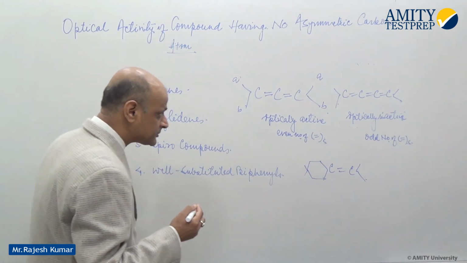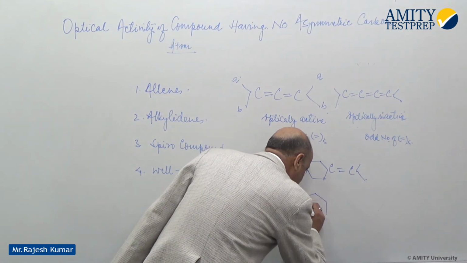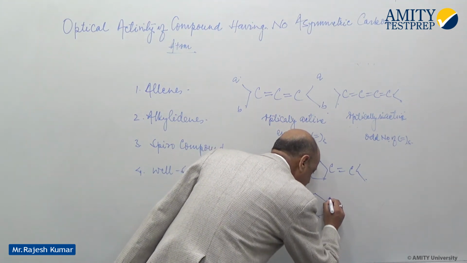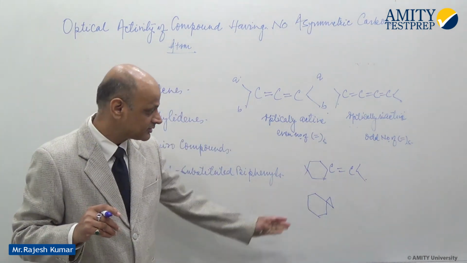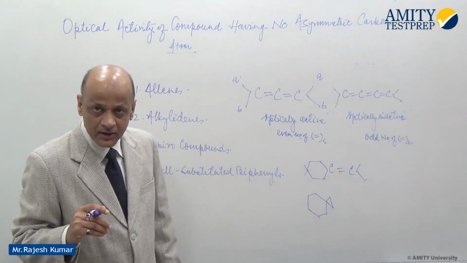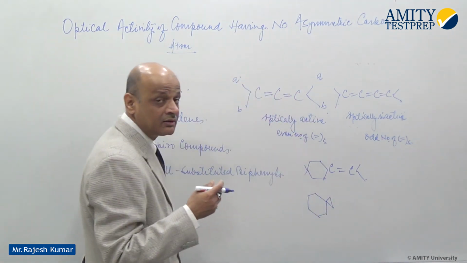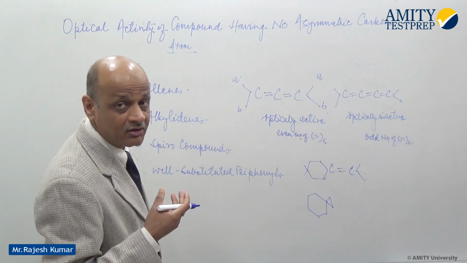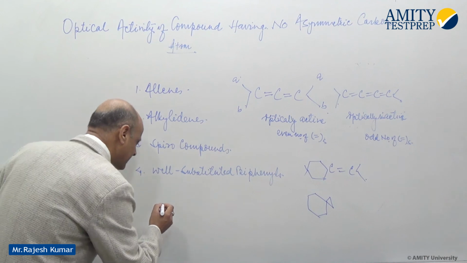Or in case of a spiro compound, one carbon is common to both rings, and such compounds are optically active because the whole molecule is dissymmetric in nature. Such compounds are spiro compounds where one carbon is common in both rings, and that's why it is dissymmetric in nature and the whole molecule is optically active. And well substituted biphenyls. Take here another example.